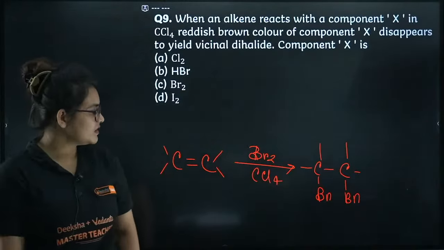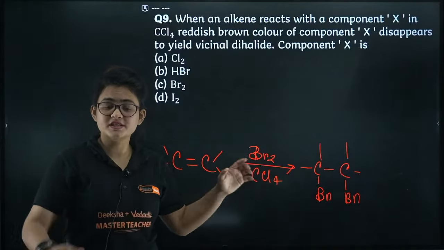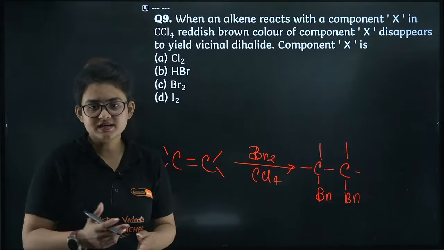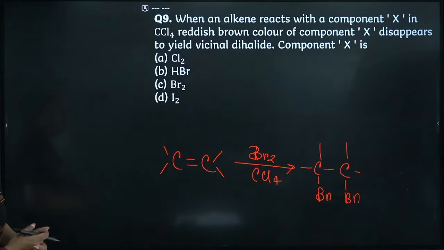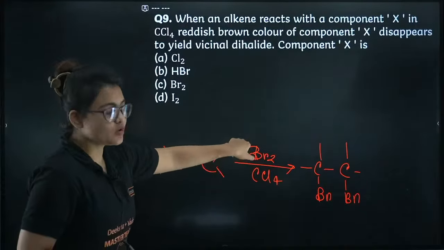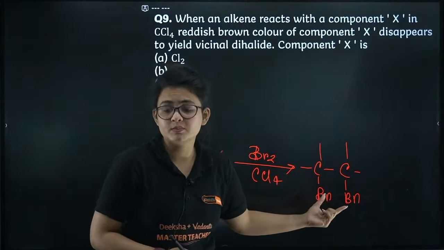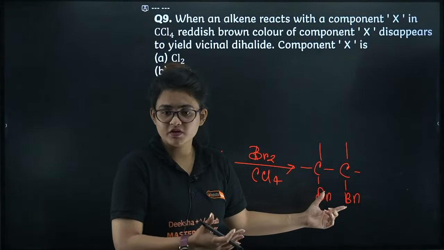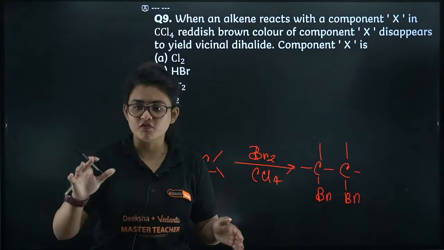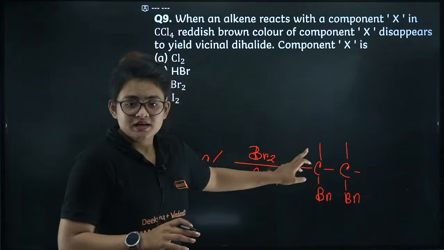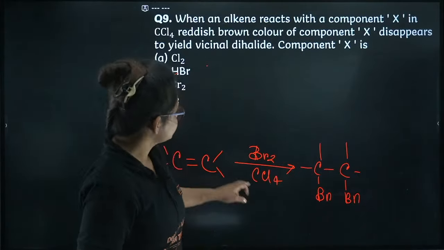Okay, vicinal dibromide type of compound. As you can see, the double bond is removed. That's the reason the reddish brown color of component X disappears. It means all the bromine reacted with this particular compound and formed that vicinal dibromide type of compound, right? So all the bromine reacted, that's why the reddish brown color goes off. As a result, Br2 is the correct answer. Okay, I guess it's clear.